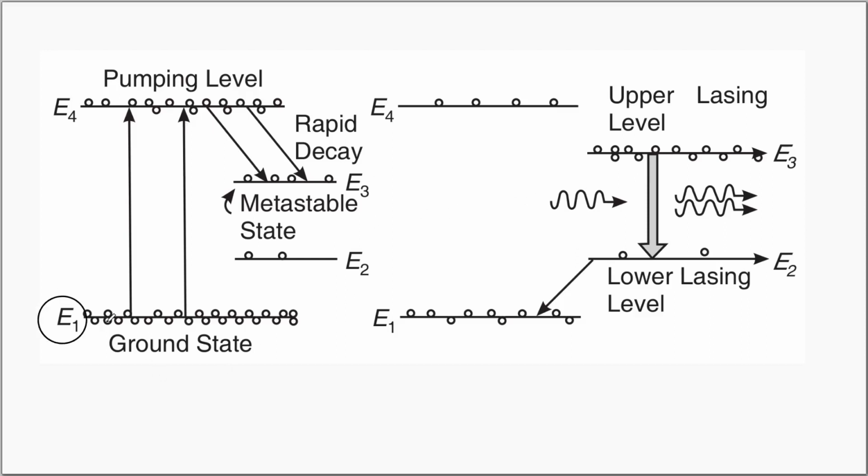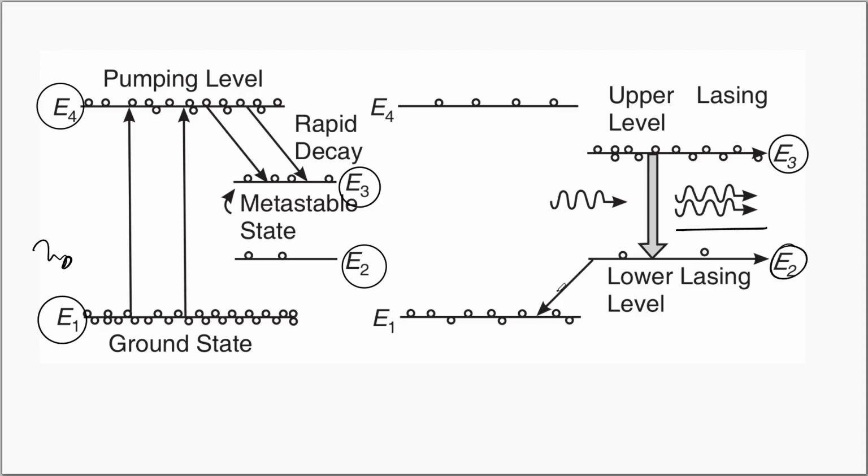We have E1, that is the ground state. We are supplying energy to the atoms in the ground state. These atoms will be excited to the E4 energy level, and from there they rapidly decay to an energy level, that is E3, which is a metastable state. And from there they make a stimulated downward transition to E2 to release the lasing. From E2 to E1 they make a spontaneous transition.